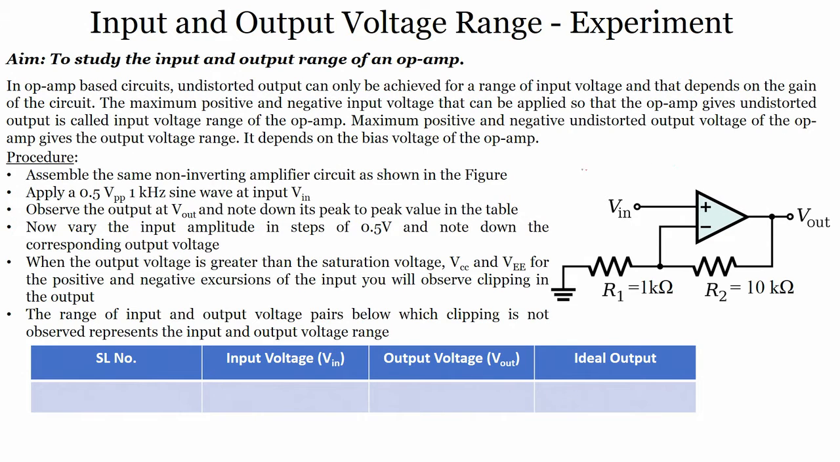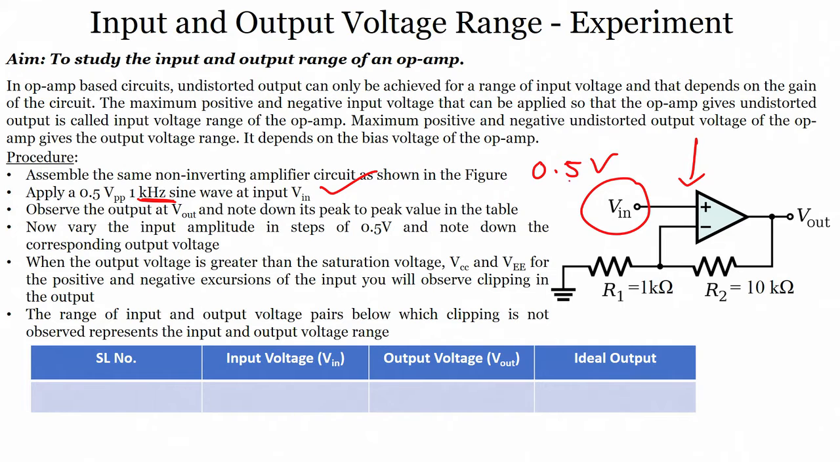We will use the same circuit. If you remember, this is the circuit of a non-inverting amplifier, alright. What we will do is use the circuit which is here and apply a 0.5 volts peak to peak, 1 kilohertz sine wave at the input terminal. The input terminal is Vin, right. Here we will apply 0.5 volts peak to peak. Frequency we can have 1 kilohertz, right, and we will keep on increasing the amplitude in steps.